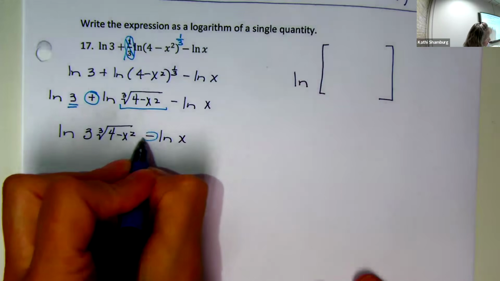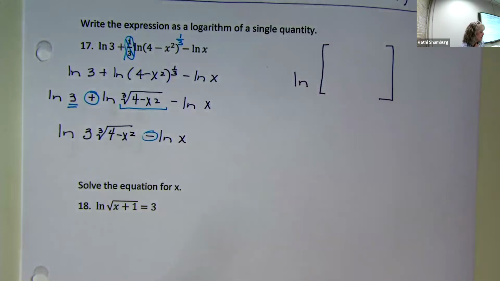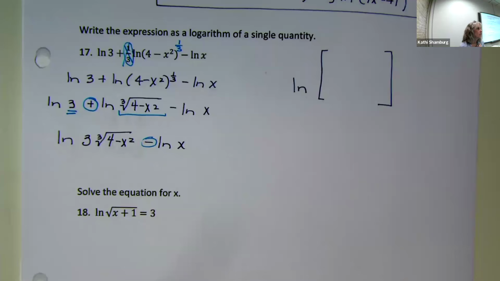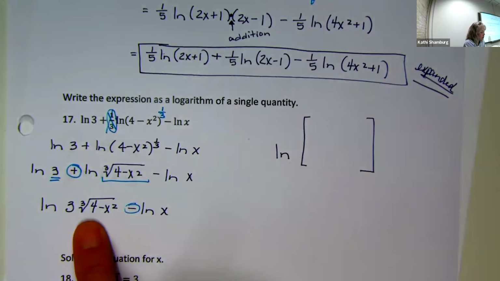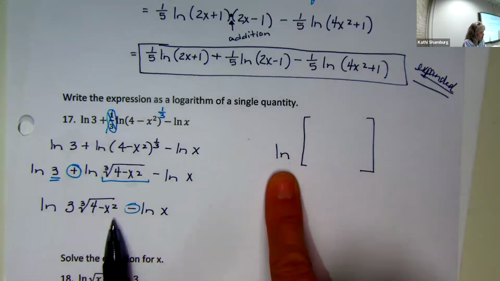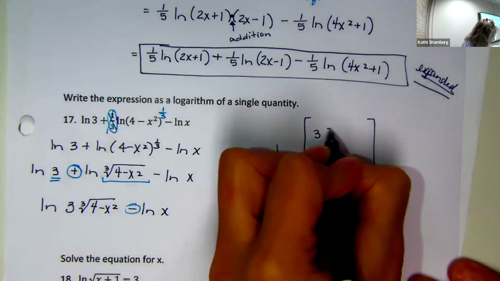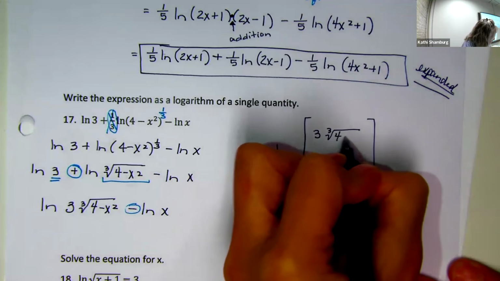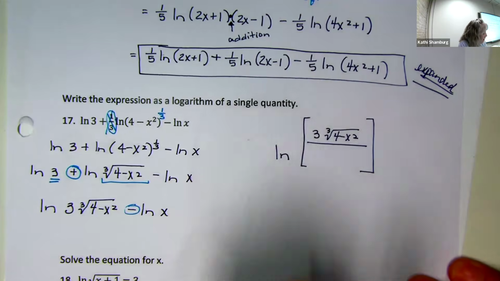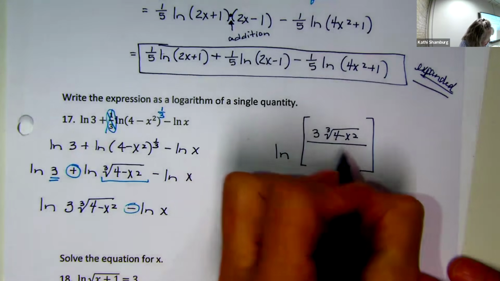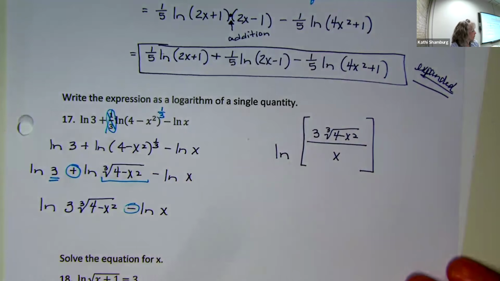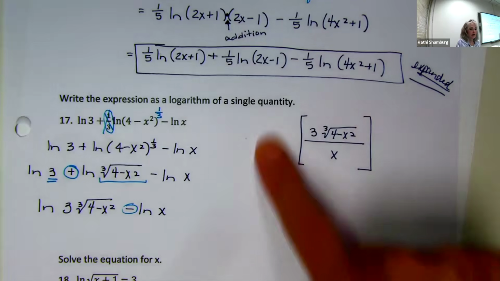And then what does the minus tell me to do? Andrew, you were saying this. I'm going to divide. So this is my numerator. So here's my natural log. So my numerator is all of this. Division. Why? Because the property tells me that's what minus is. And then my denominator is x. So this is your final answer right here.